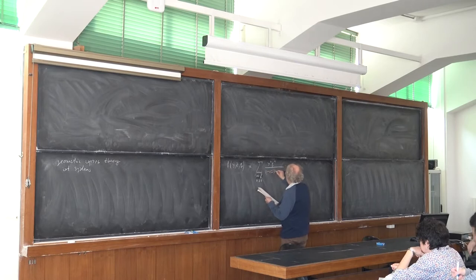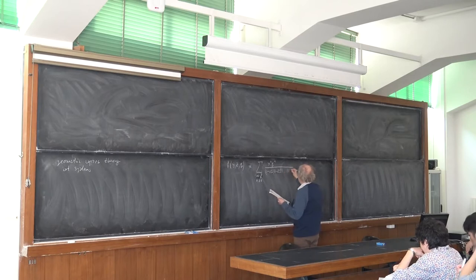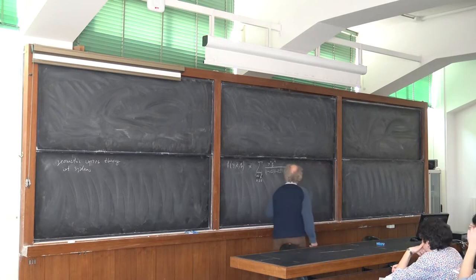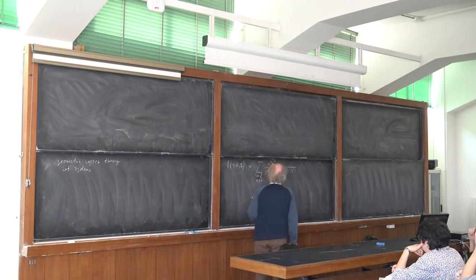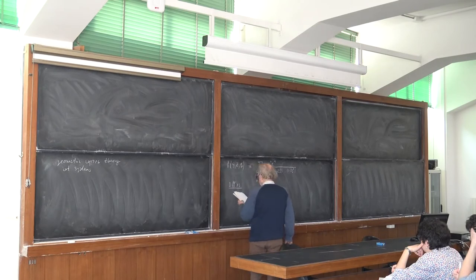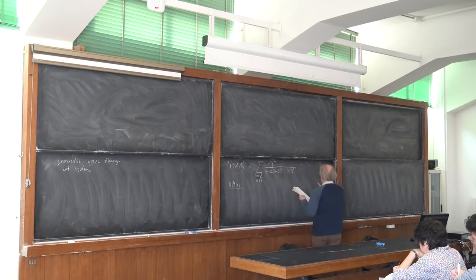1 minus zq, 1 minus zq squared, and so on, and we have n terms here, 1 minus zq to the power n. This is a very, very old and familiar object, and if you look at this, it satisfies a simple difference equation. And this difference equation, if I write it down correctly, is something like that.